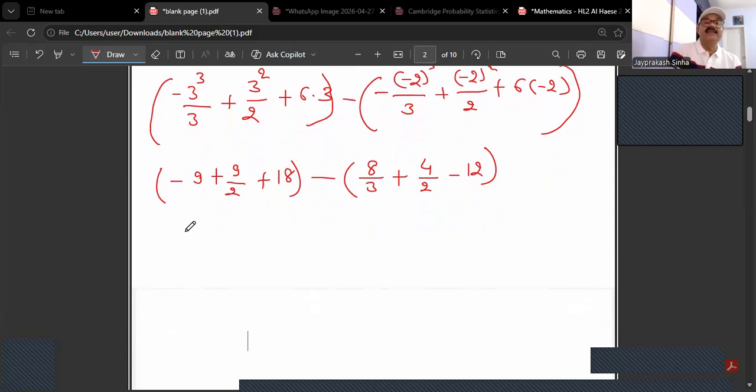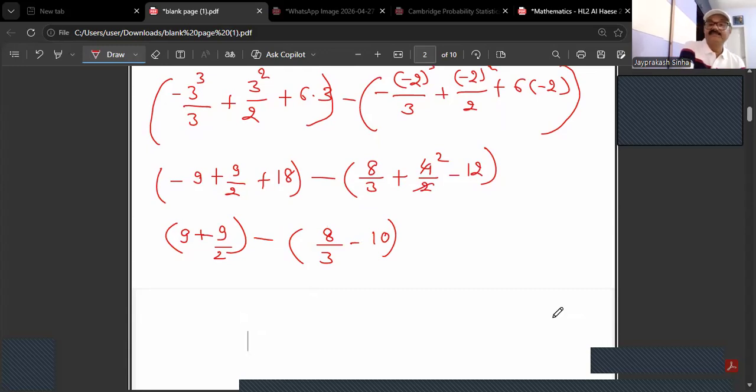So this will be 18 minus 9 is equal to 9. 9 plus 9 by 2. And this will be minus, this is 2 to the 4. It means 4 upon 2 is equal to 2. So this is 2. Minus 12 plus 2, this will be minus 10. So minus 8 by 3 and minus 2. And this is plus 2. So minus 10. Isn't it?